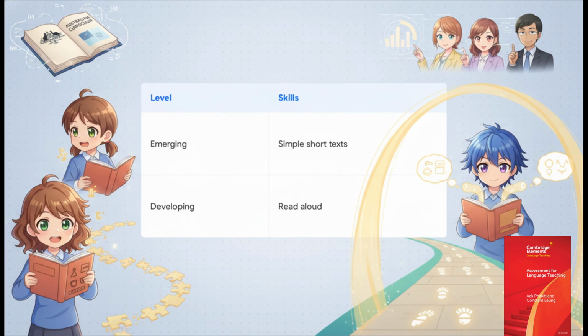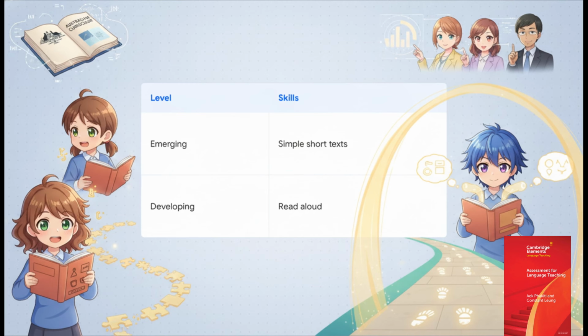To ground this, let's look at a practical scenario comparing ESL standards for English as an additional language or dialect students based on the Australian curriculum. Take a look at the clear difference between the emerging phase and the developing phase. An emerging student can understand simple, short texts with varying success, mostly relying on familiar sounds and vocabulary.